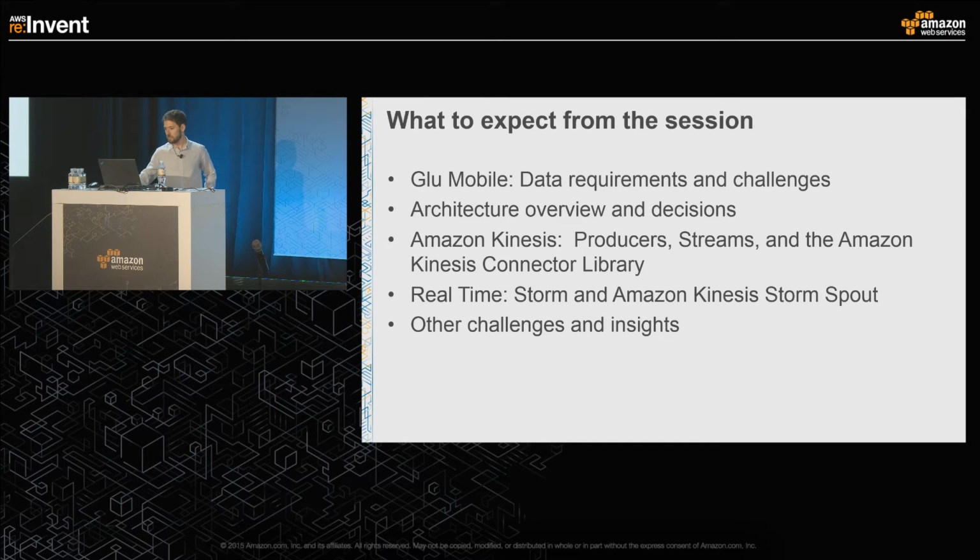Let's go over what we're going to talk about. I'm going to briefly introduce Glue Mobile, some of our data requirements and challenges. And then I'm going to talk a little bit about our architecture and some of the decisions that we've made. I'll try to be brief there. I'm just going to try to set some context. And then I'm going to go fairly deep into Kinesis, and especially the Amazon Kinesis connector library, how that works and how it's been a good solution for us.